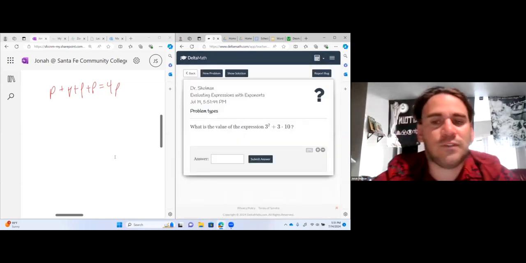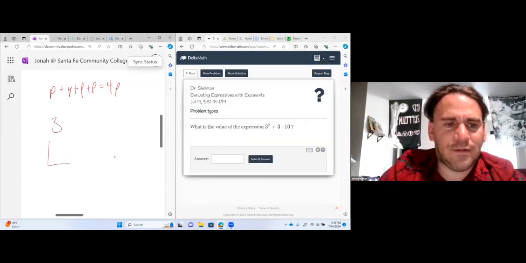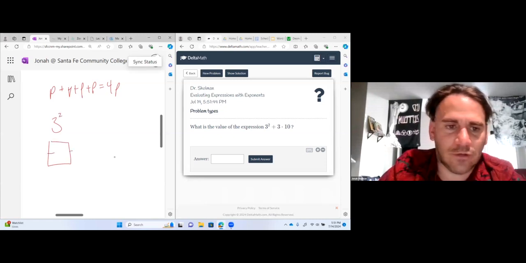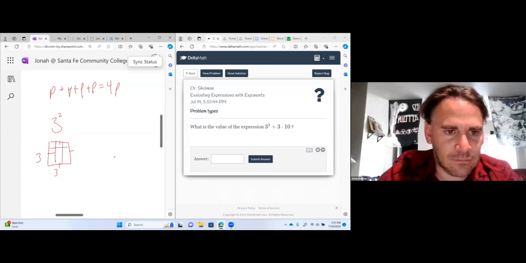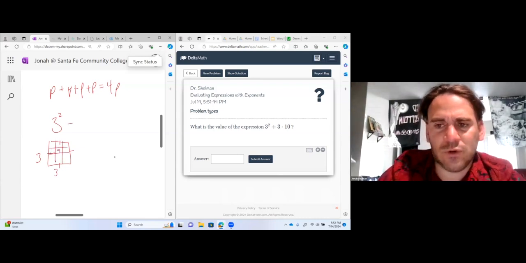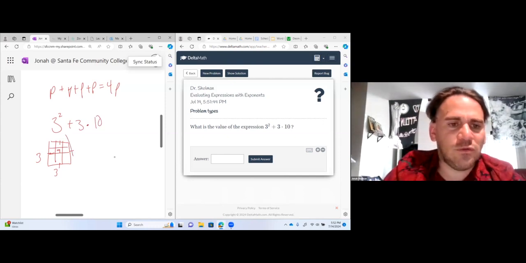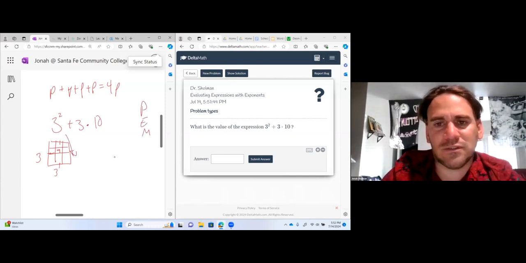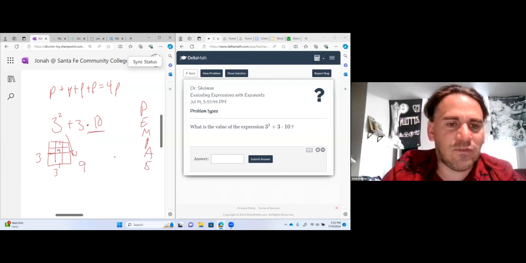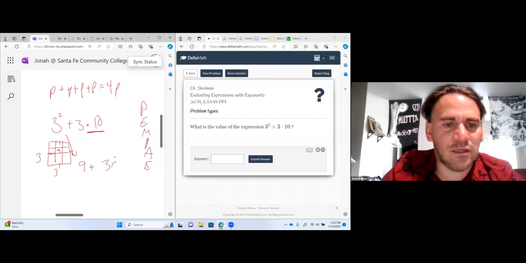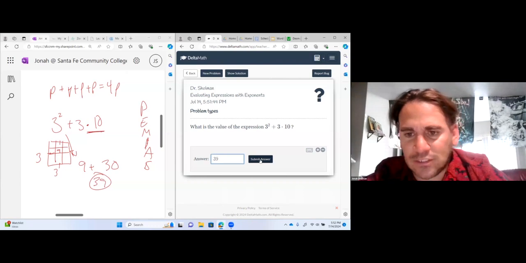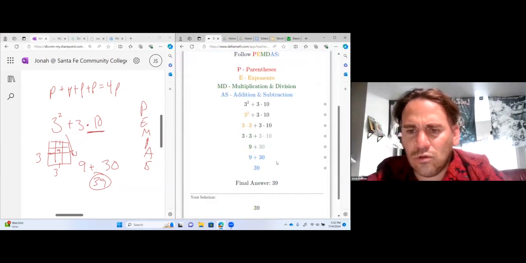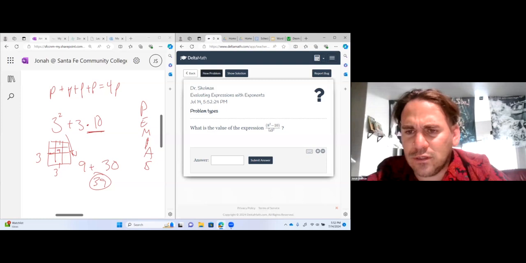Now we're doing exponents. So 3 squared. Just have your students draw a square. That's a 3 by 3. What's the area? 9. So 3 squared plus 3 times 10. The first thing you want to do is remember your PEMDAS, because this is an expression. There's no equal sign. So that's how we know we're using PEMDAS here. So it's 9, and then we have to multiply first before we add. So it's 9 plus 30, 39. Magic.